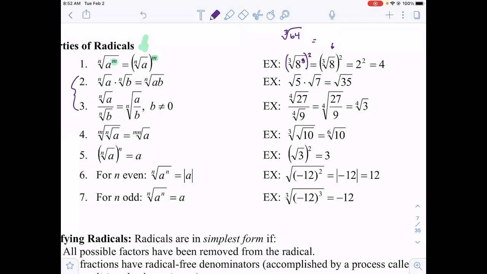Same with division. If I have the fourth root of 27 divided by the fourth root of 9, I might look at this like, oh my gosh, I can't do the fourth root of 27 or the fourth root of 9. I don't think that comes out even. But if I write it under one radical, I can do the fourth root of 27 divided by 9. Then I'm able to simplify 27 divided by 9 to give me 3. So that whole expression simplifies to the fourth root of 3.